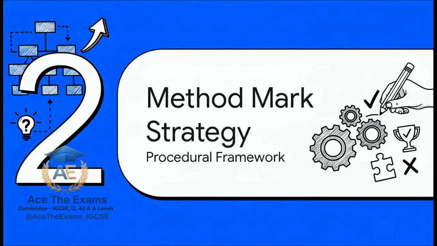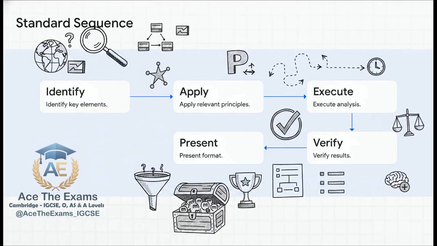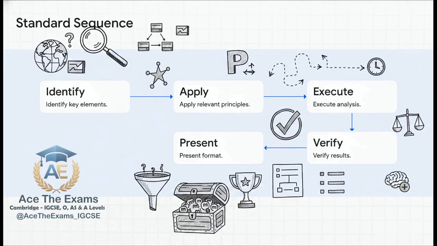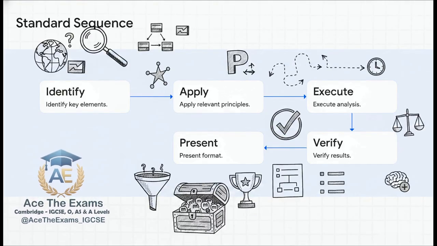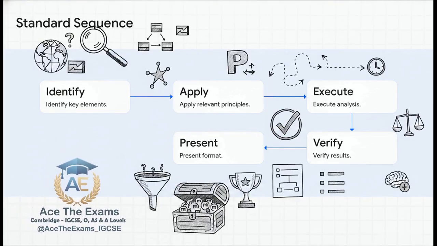Part 2. The method mark strategy. Systematic processing within packet transmission follows a very strict standardized 5-step sequence. Step 1. Identify key elements. What exactly is the source, what is the destination, and what specific topologies are involved in this network?